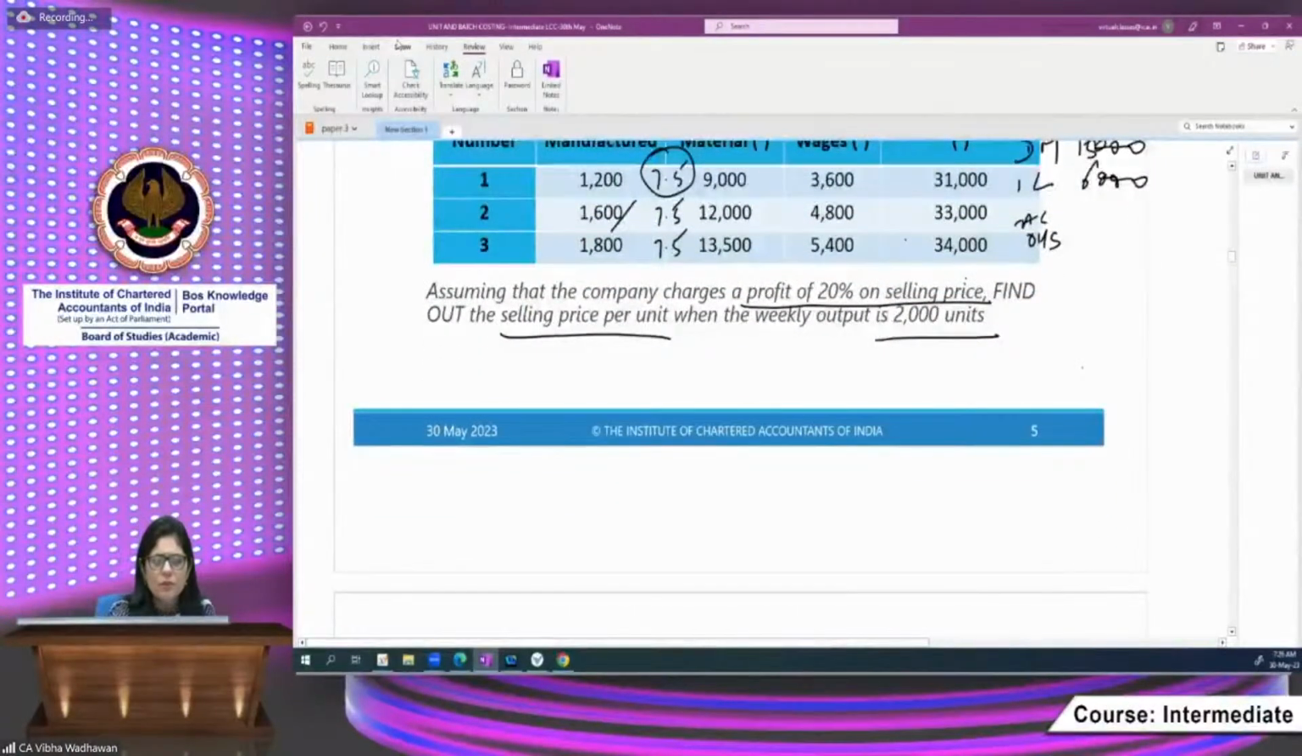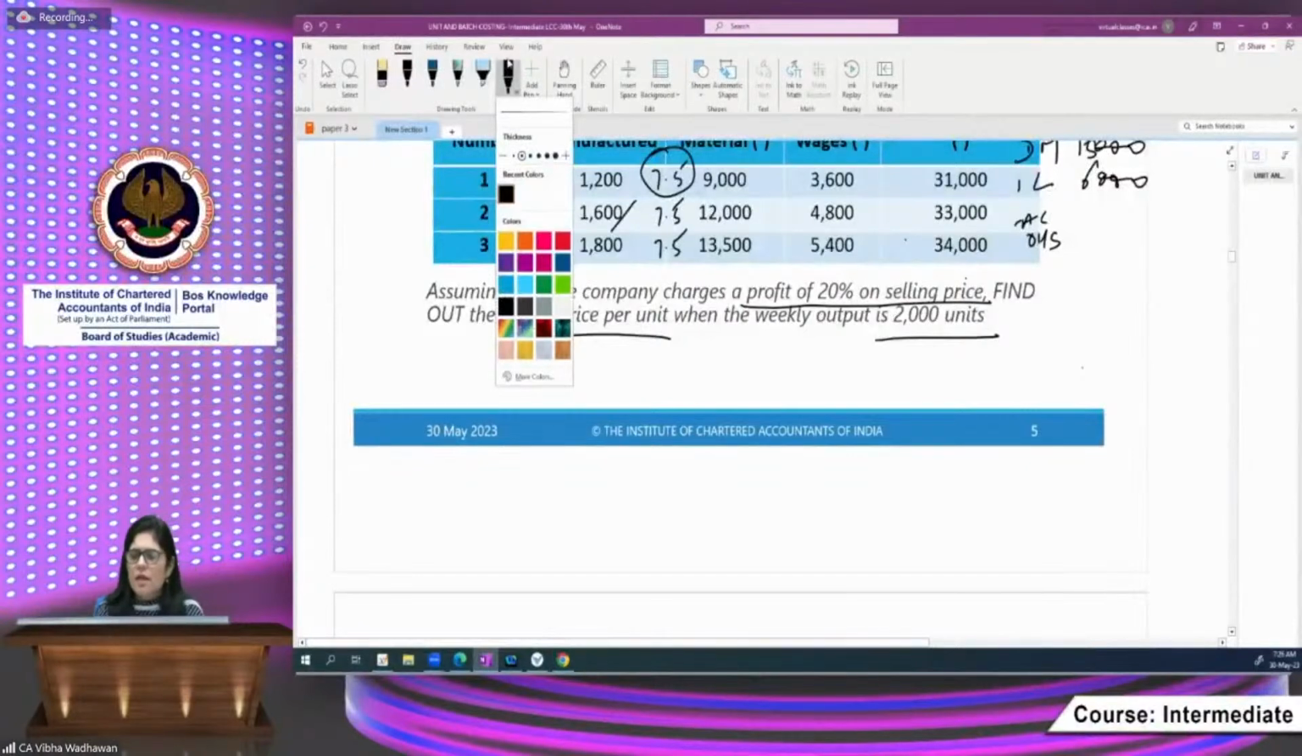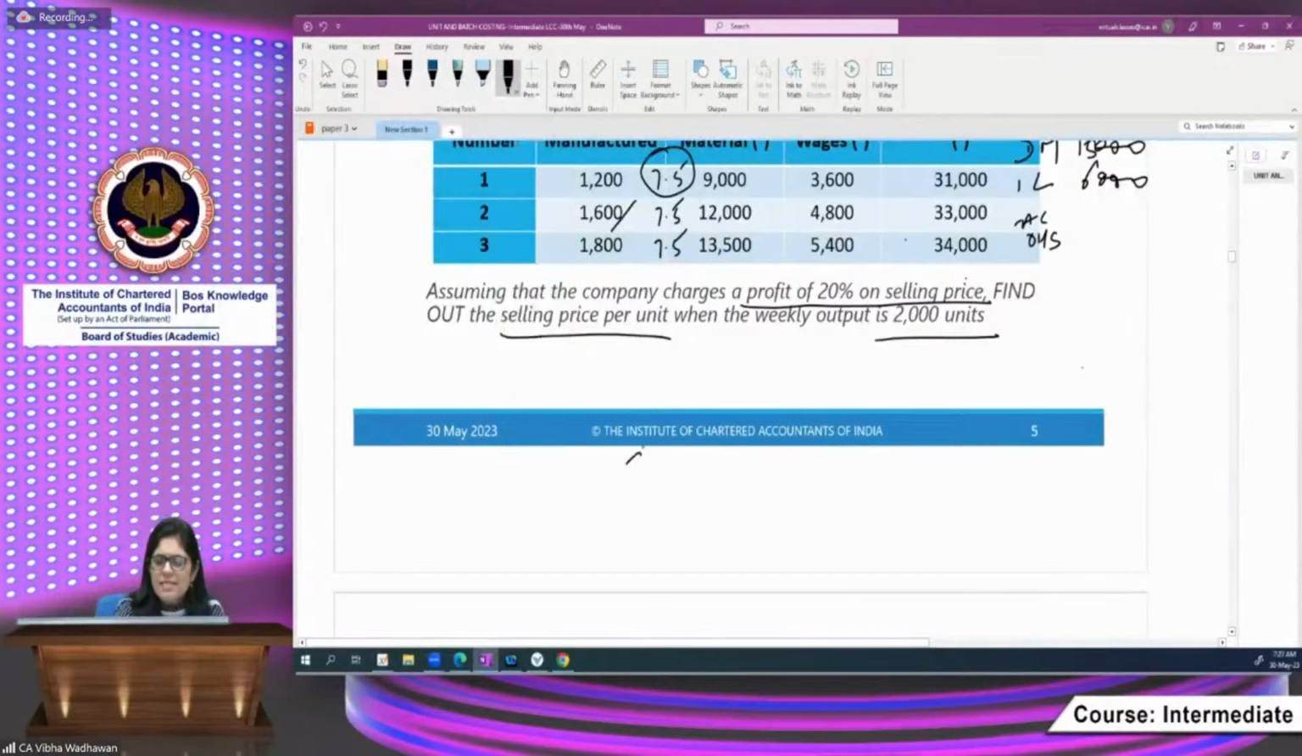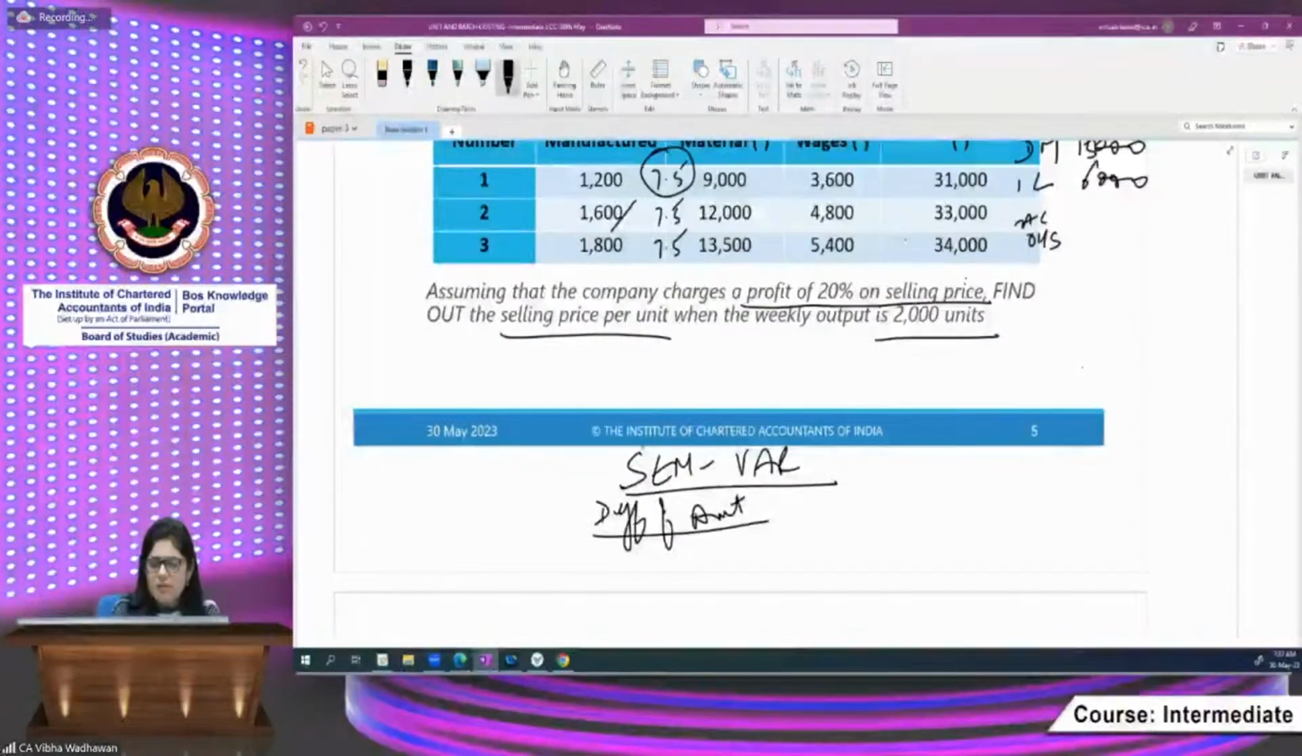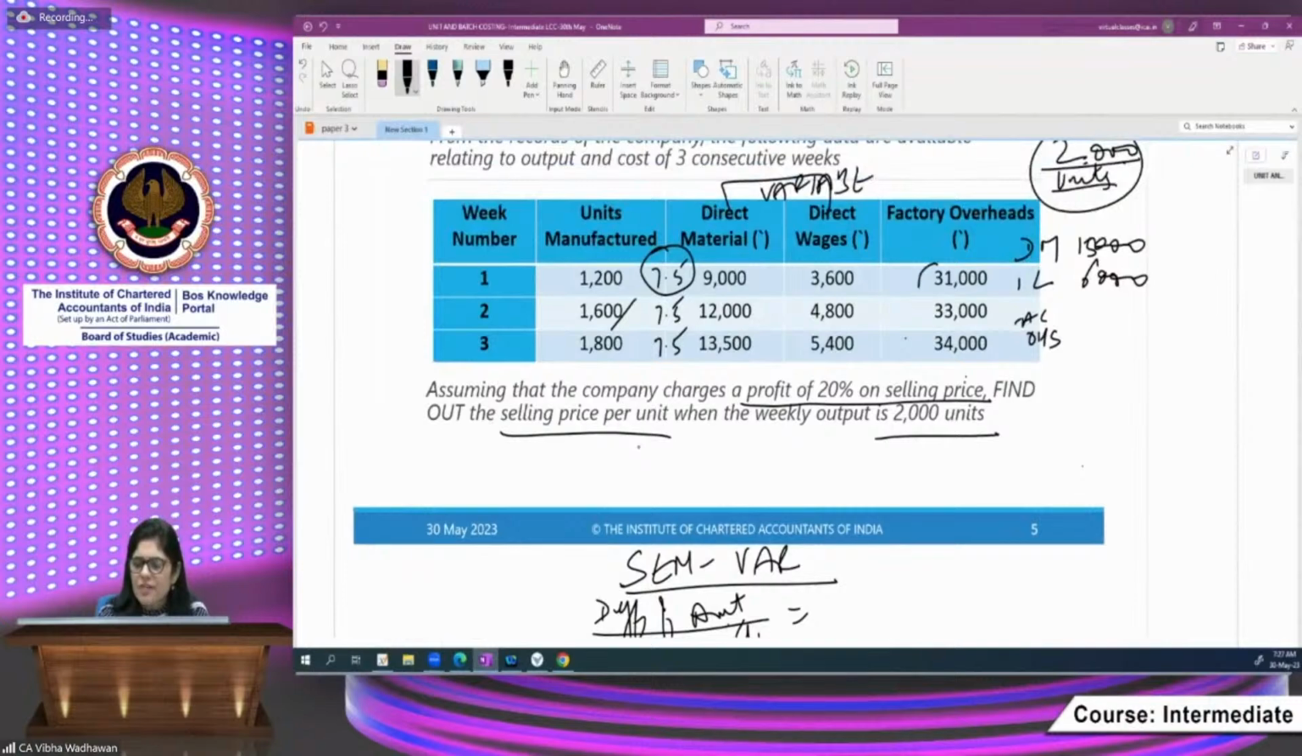Clear? So how do we do it? Okay. So any semi-variable, how do we split? Change in amount divided by difference in units. Clear? So you can take any of the two. So we are taking difference in amount and difference in units. I'm erasing first of all. So difference in amount is 2,000 and difference in units is 400.